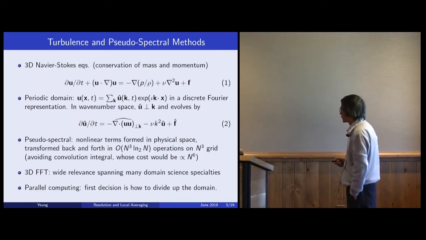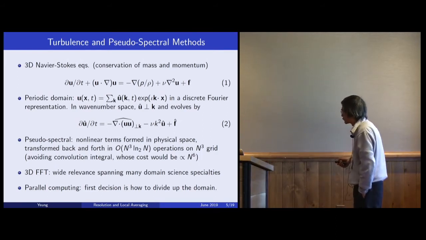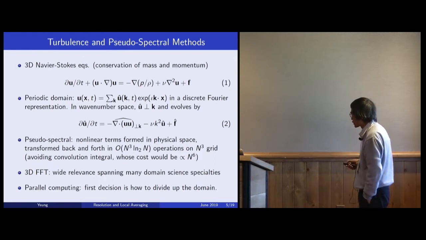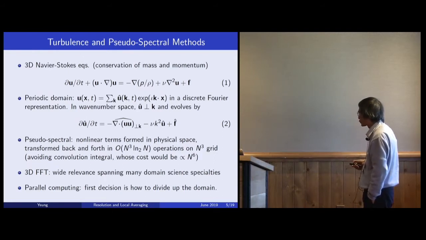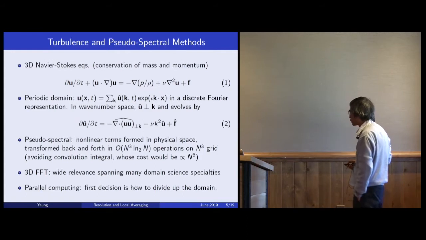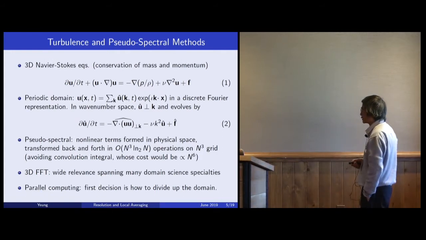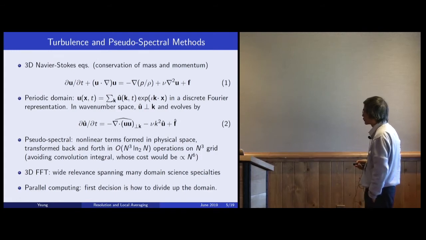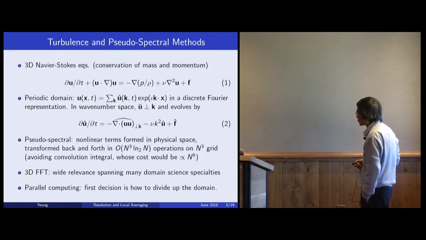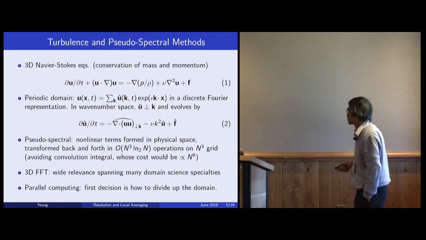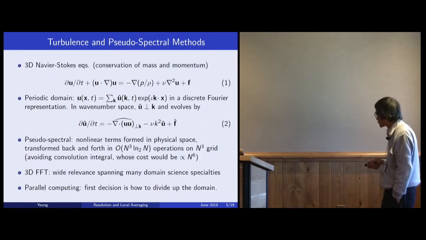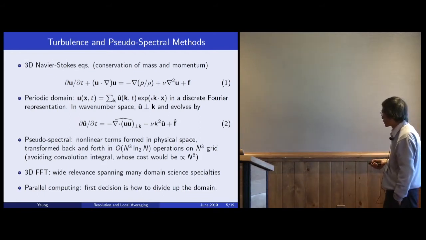First of all, in fact, it becomes an ordinary differential equation. The main challenge is how do we compute the Fourier transform of these products of the nonlinear terms. Mathematically, if we want to do it exactly, it will be a convolution integral. The cost will be proportional to N to the power 6, which is of course not feasible. So we use N cubed.